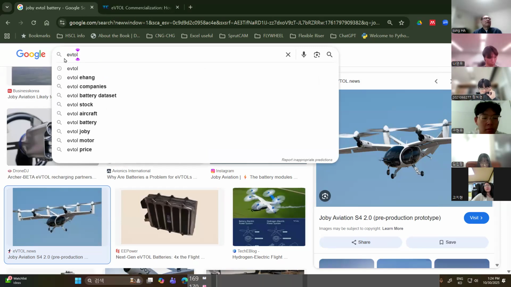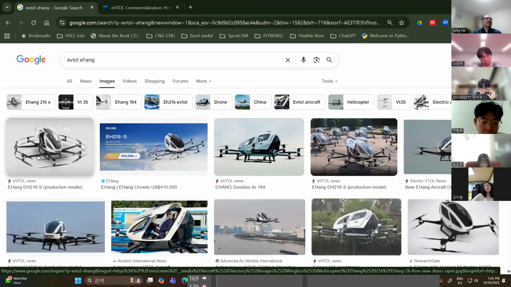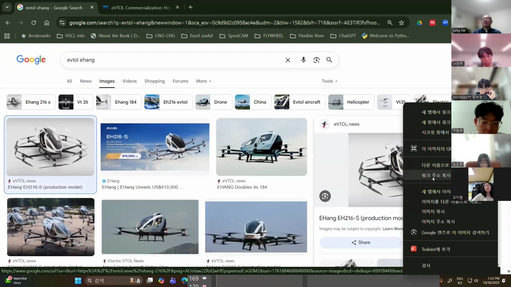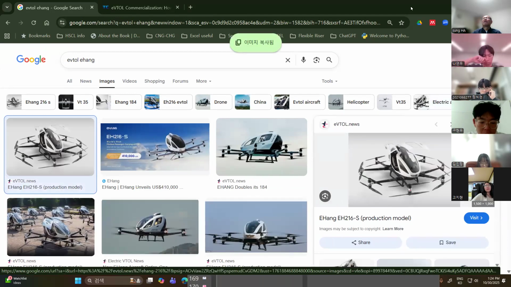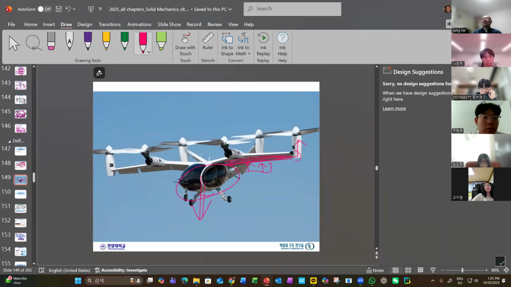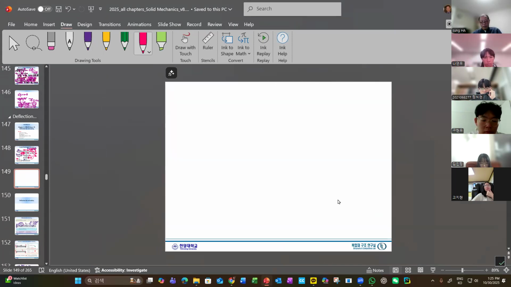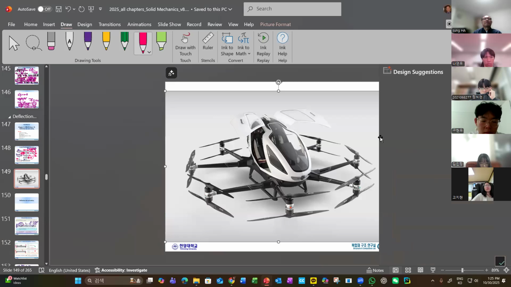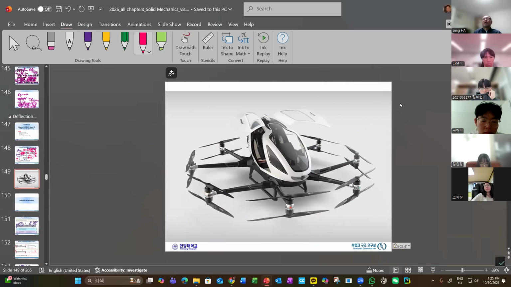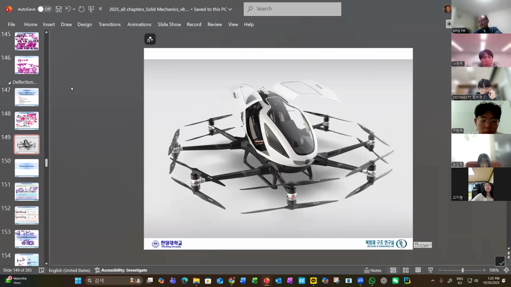eVTOL. Yihang is a Chinese company, and these eVTOL structures would have better beam structures. Yihang is another company that has gotten certification for its eVTOLs. They will start service very soon.